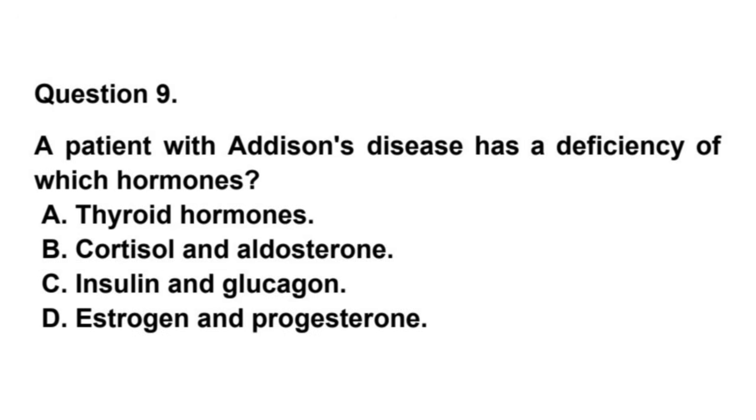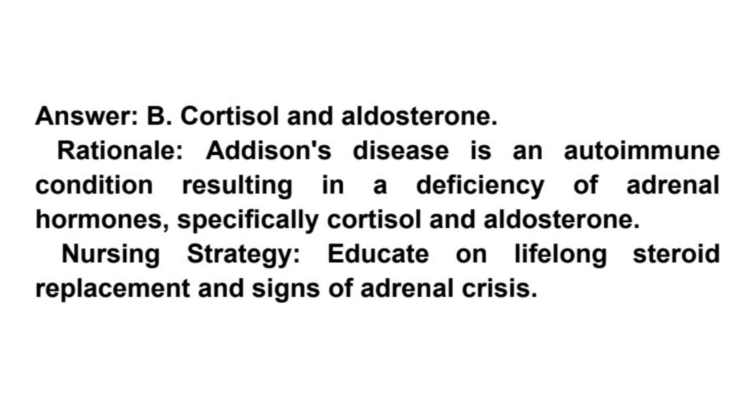Question 9. A patient with Addison's disease has a deficiency of which hormones? A. Thyroid hormones, B. Cortisol and aldosterone, C. Insulin and glucagon, or D. Estrogen and progesterone? Answer B. Cortisol and aldosterone. Rationale: Addison's disease is an autoimmune condition resulting in a deficiency of adrenal hormones, specifically cortisol and aldosterone. Nursing strategy: educate on lifelong steroid replacement and signs of adrenal crisis.